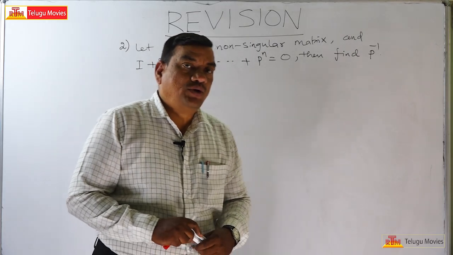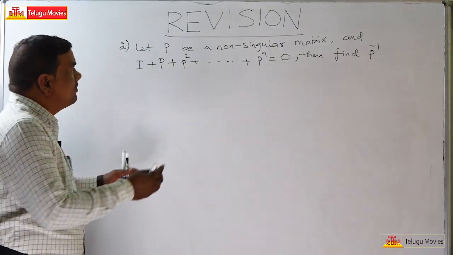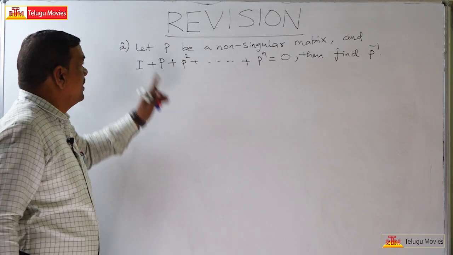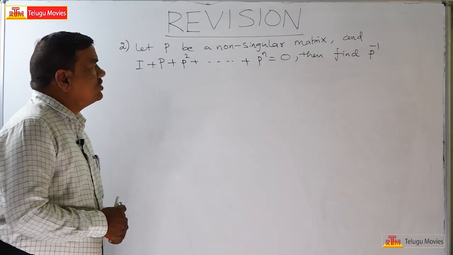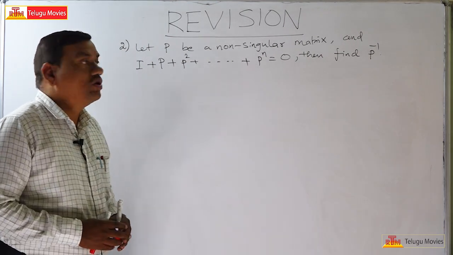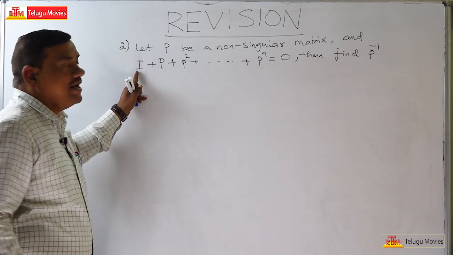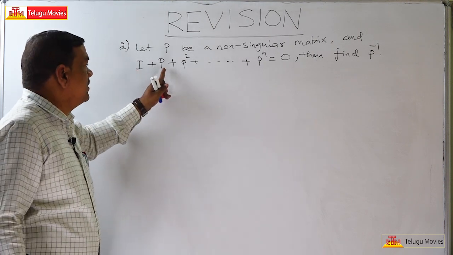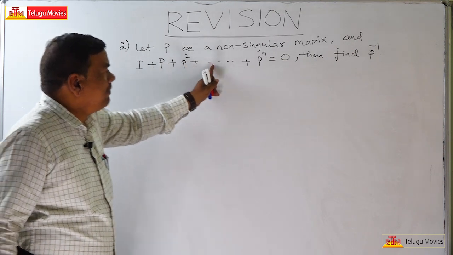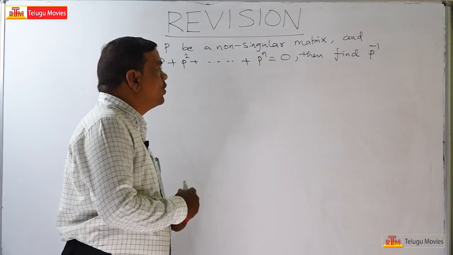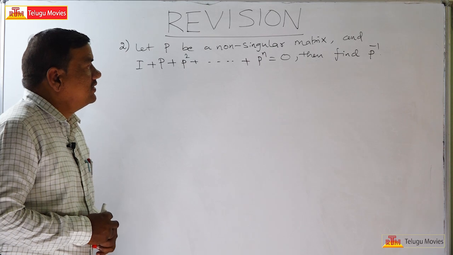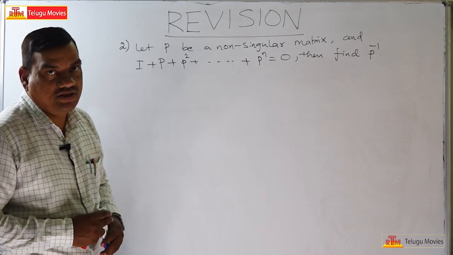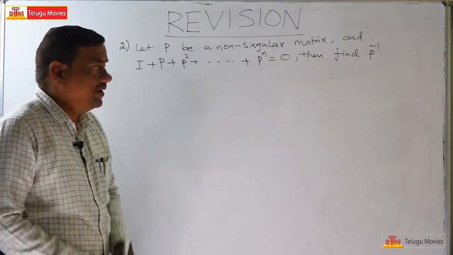Hi students, welcome to this problem. This is a problem from matrices. Let P be a non-singular matrix, and I means identity matrix. I plus P plus P square plus so on, P power n is equal to 0 matrix. Then find P inverse. P inverse means inverse of P.